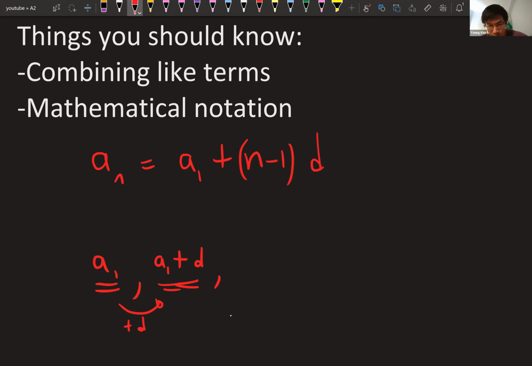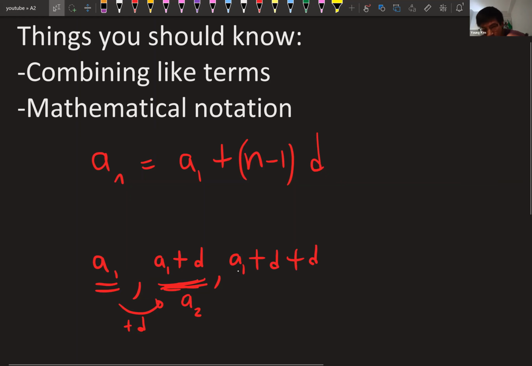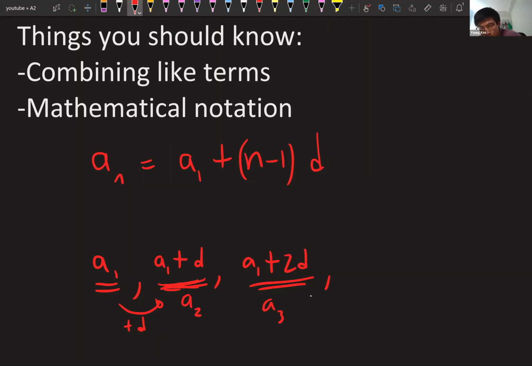The second term would be a sub 2, and this is its value. And then you do it again: you add D to this again. So that's going to be a sub 1 plus D plus D. Combining like terms, you can combine these D's to get a sub 1 plus 2D, and that's the third term, a sub 3. And then one more time, you add D again, and you get a sub 1 plus 3D for the fourth term, a sub 4.